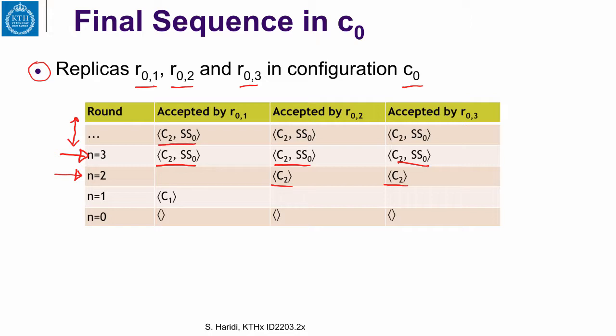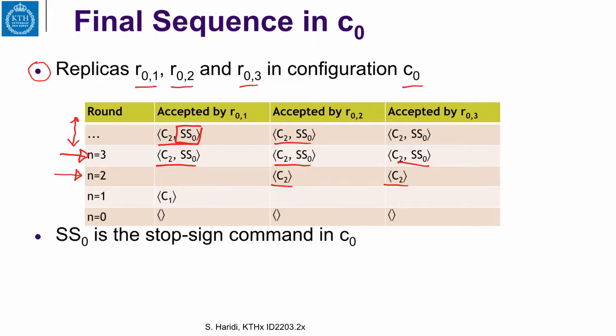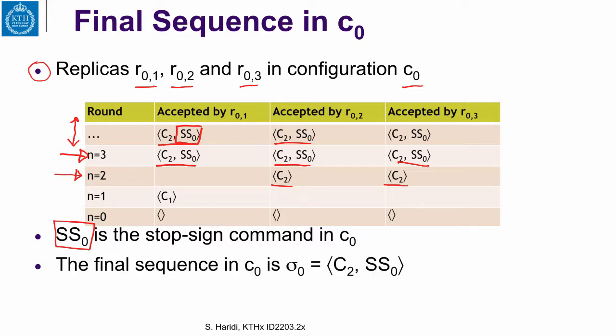This is the final sequence, which would mean if any process moves towards a higher round, for example, in a leader-based algorithm, to become a leader, he will not be able and should not be able to extend this sequence. He sees that the last command is StopSign. He will reject any command coming from any client. So as you can see here, the SSS is the StopSign command at C0, and the final sequence here is a sequence of C2 followed by the StopSign command 0.